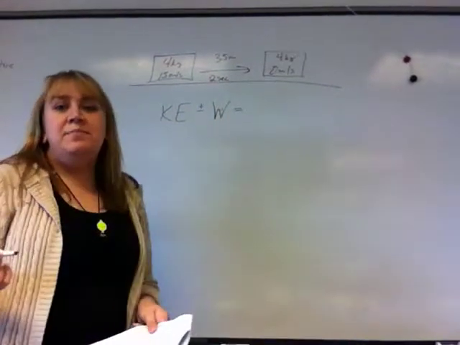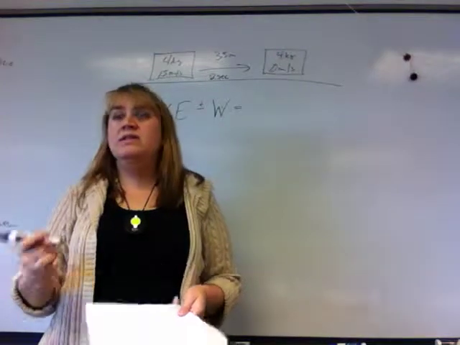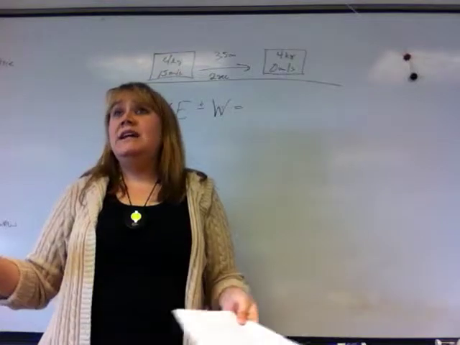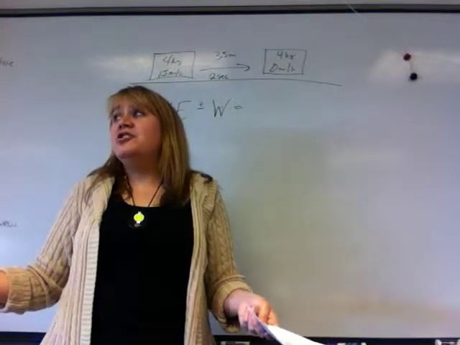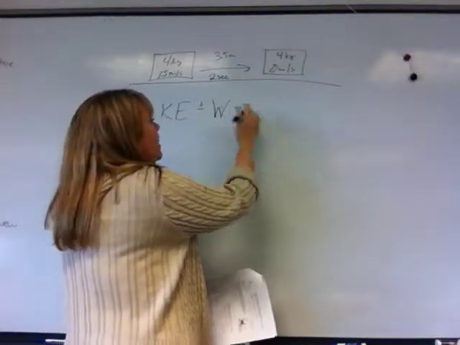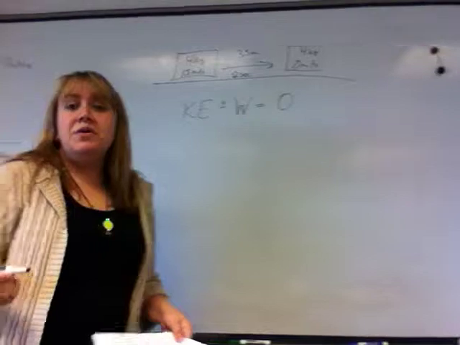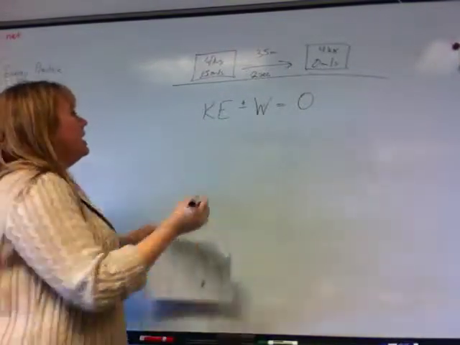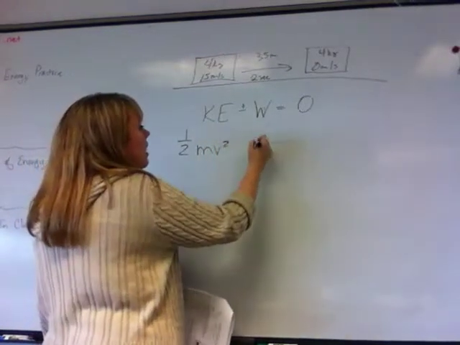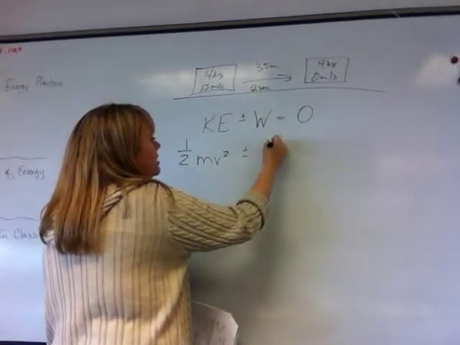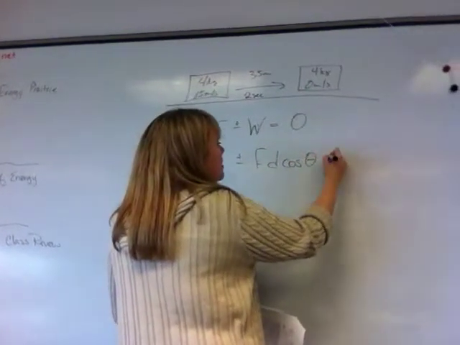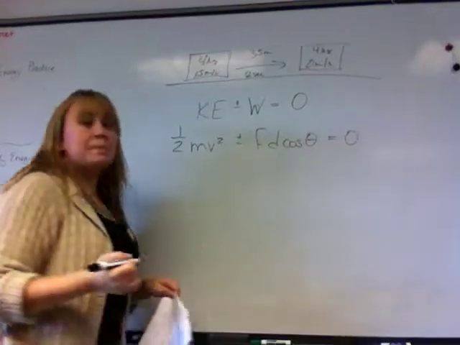Now, what's it going to end up being at the end of this equation? What's the end scenario? The box comes to rest. It's zero, because the height is zero and the velocity is zero. So we have kinetic energy plus or minus work is zero. Let's start setting this one up. Our kinetic energy formula is 1/2 mv squared. Our work formula is force times distance times cosine theta equals 0.